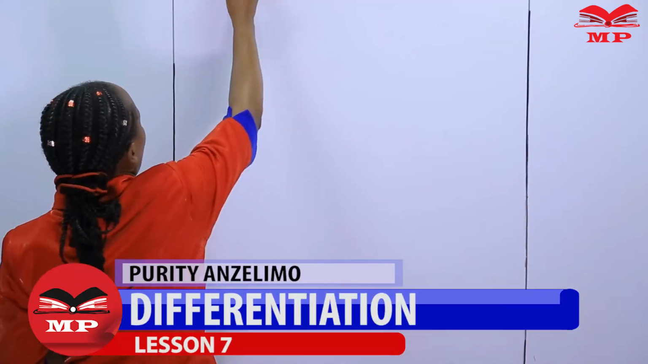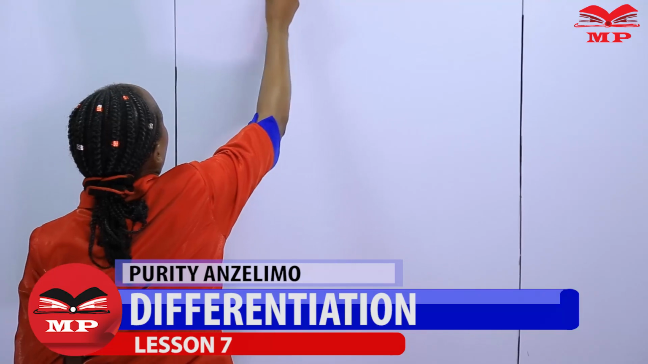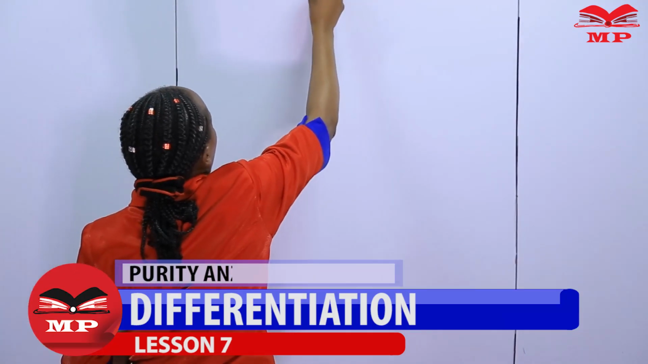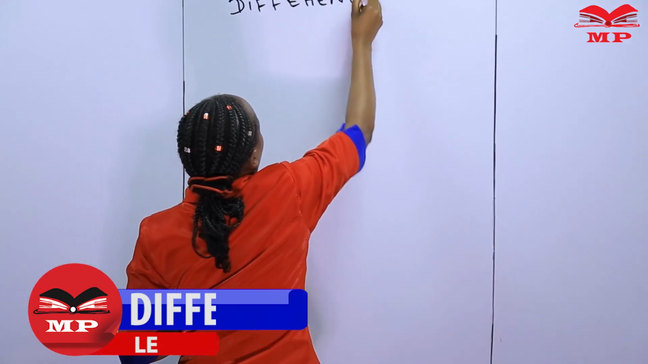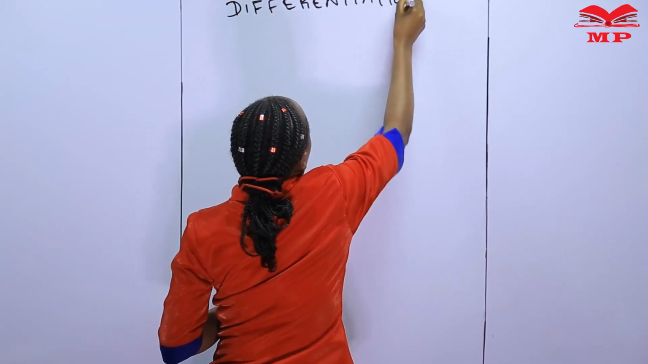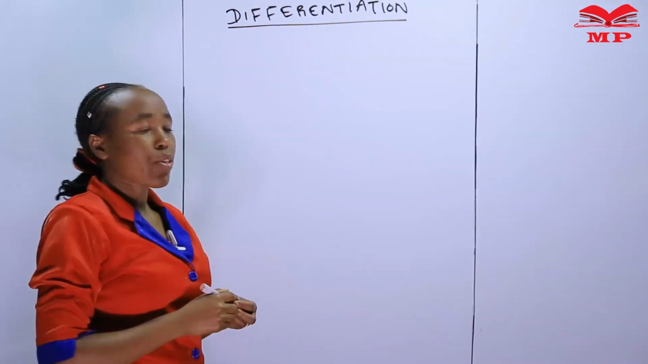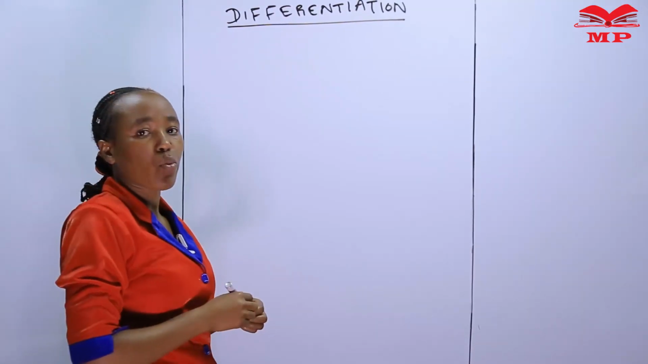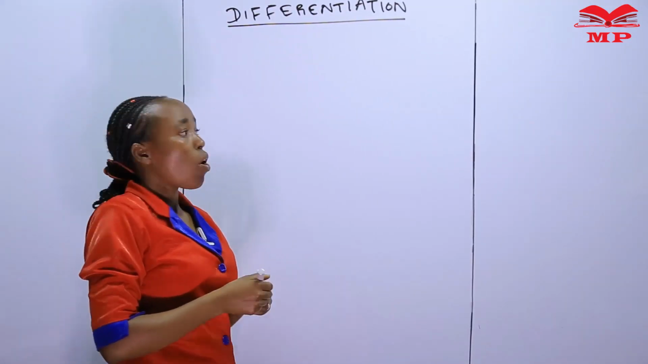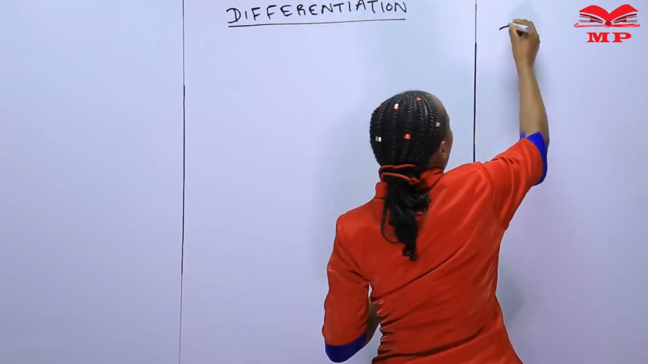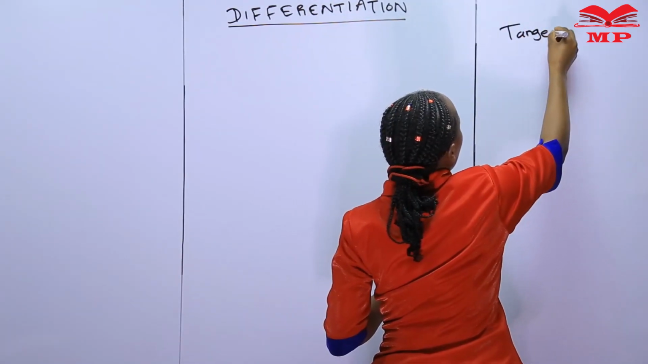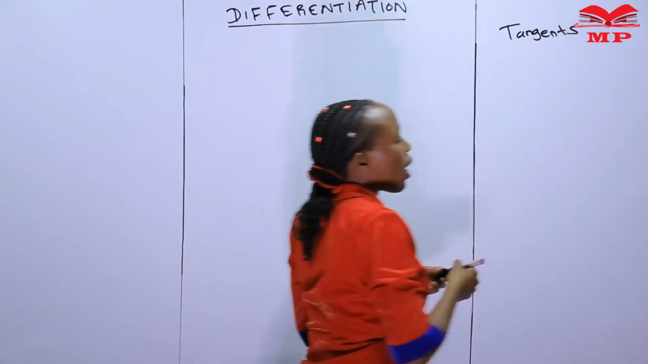We are still in the topic differentiation. Differentiation is our topic. And in the previous lesson, we were looking at how to find the equations of tangents to a curve.